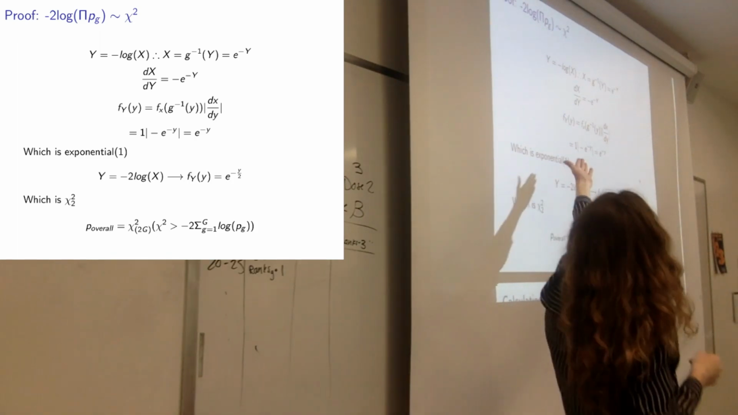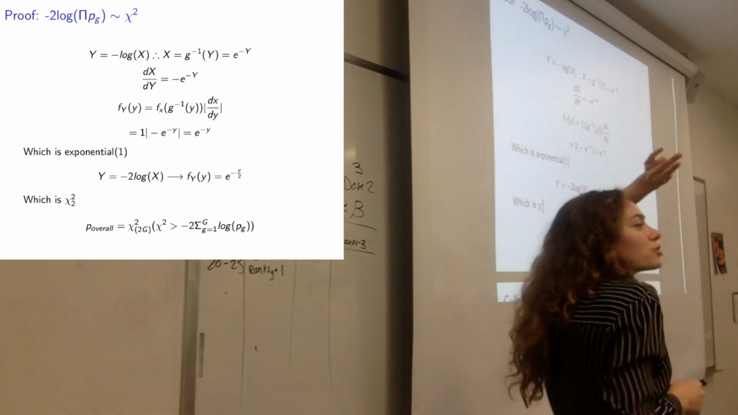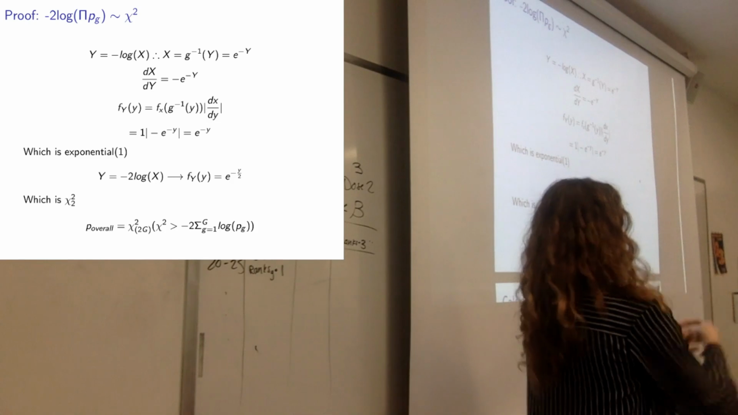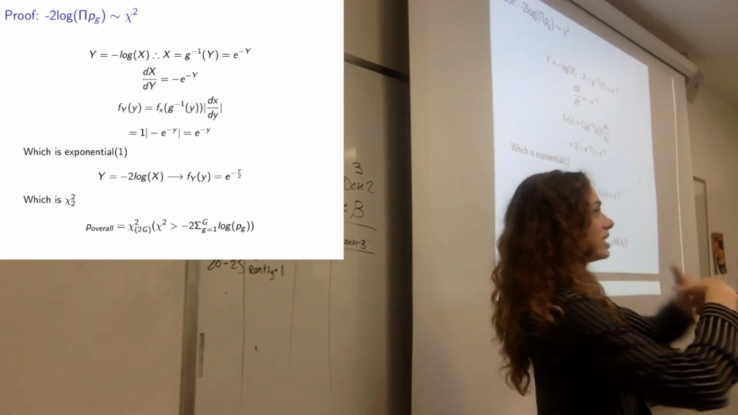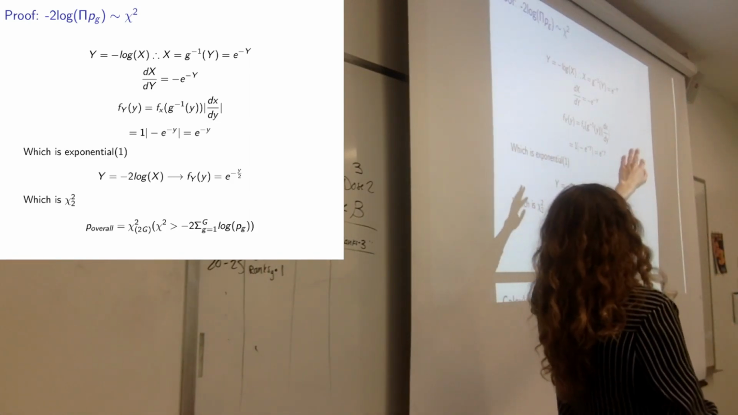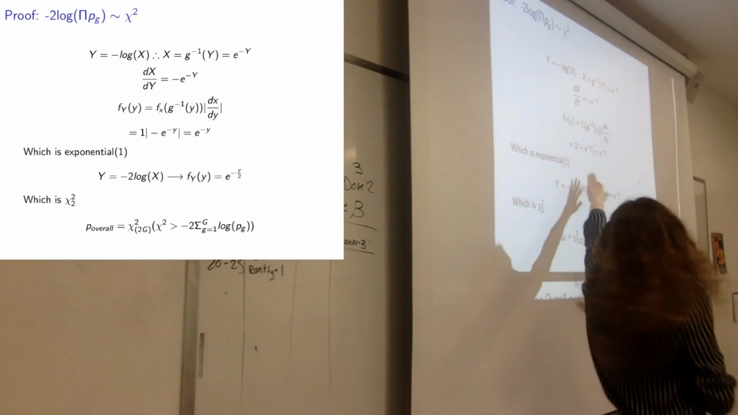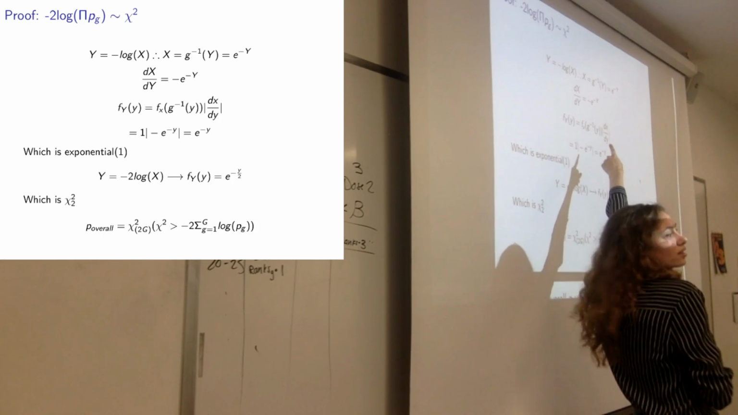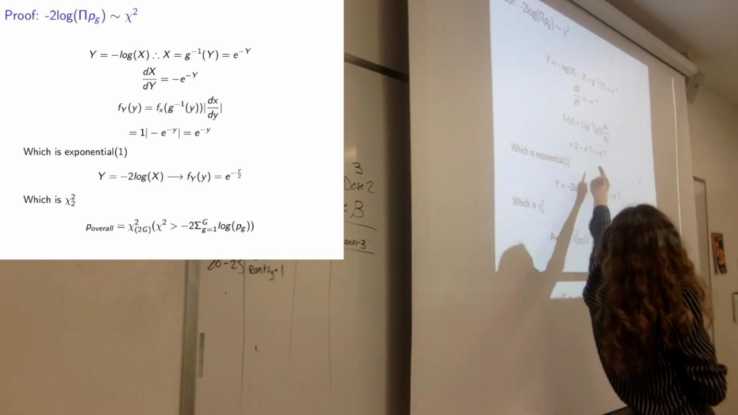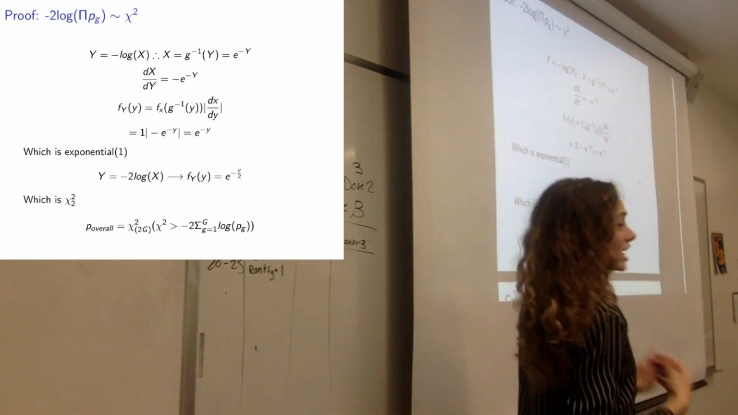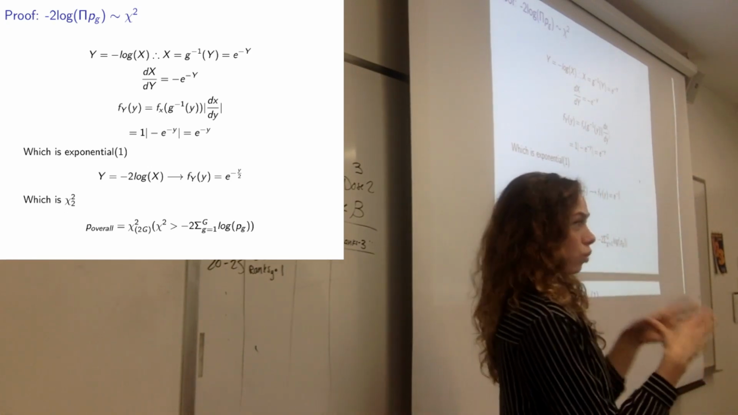And from this formula that we're very familiar with from 202a, you can get the PDF of y by f of x, taking the inverse of it, and then multiplying by the Jacobian. And since x is uniform, that means f of x is just 1. And then the Jacobian is just the derivative. And so the absolute value, you're left with e to the negative y. And we recognize that as exponential with a rate factor of 1.